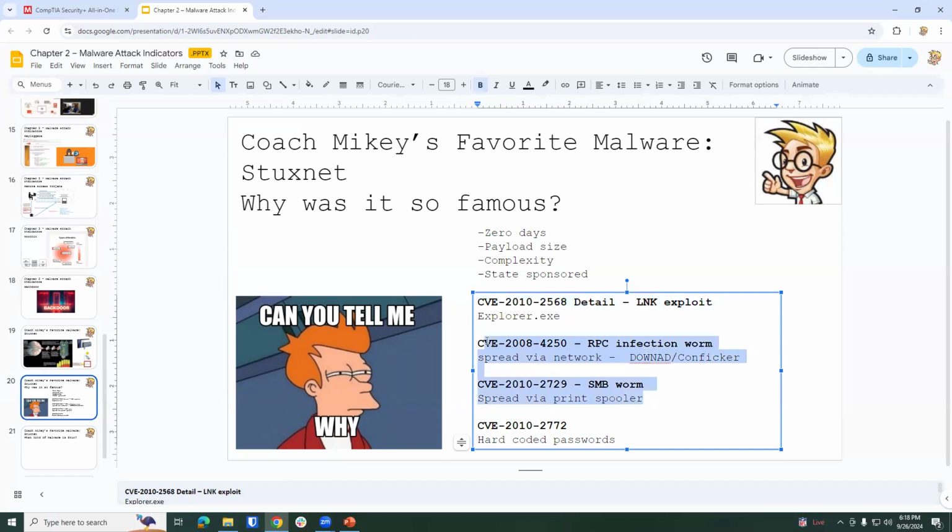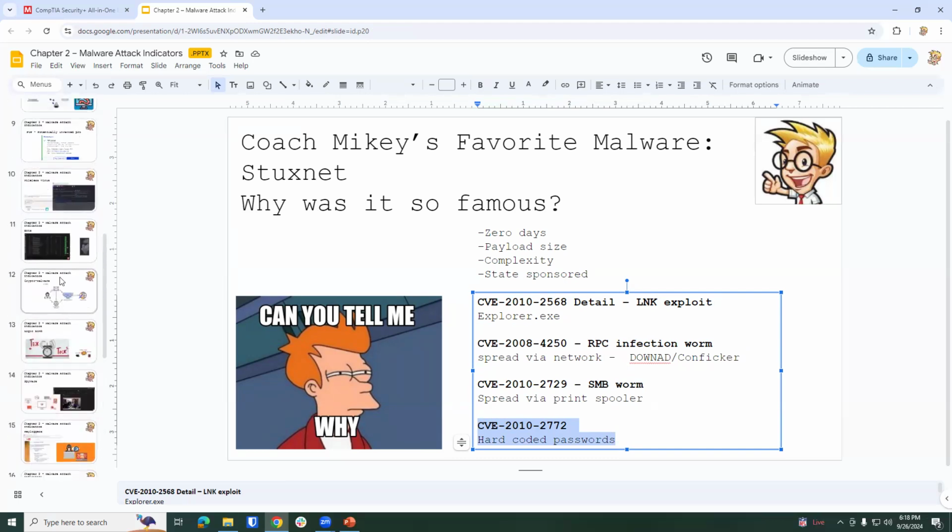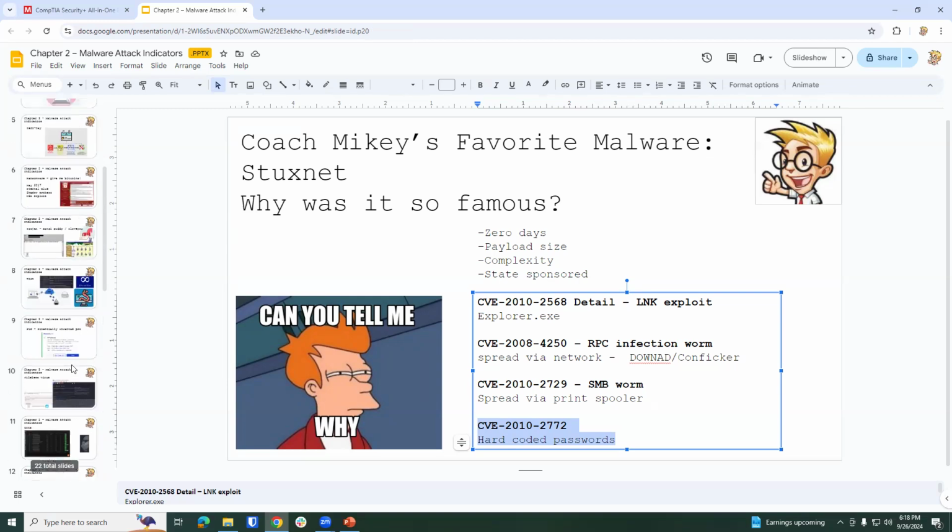Okay, these two, printing SMB, print spooler one, and RPC, that needs a network. So those are going to be a worm. This kind of malware, like hard-coded or unknown passwords, that's just a CVE. I don't think that's a type of malware. But yeah, so if you answered worm or you answered Trojan, then yeah, you would be correct.